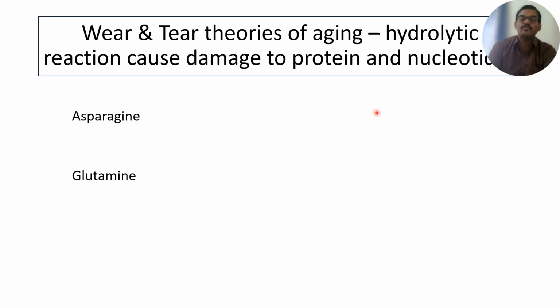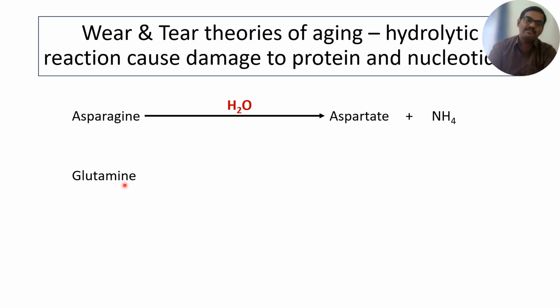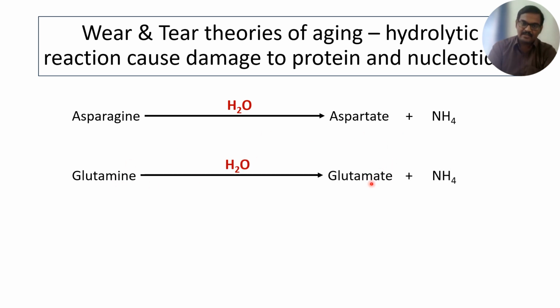So it will get converted to its corresponding acidic amino acid. Asparagine will get converted to aspartic acid. Glutamine will get converted to glutamic acid, that is glutamate. So this is how amide containing amino acids get converted to their corresponding acidic amino acids. So instead of asparagine or glutamine in that particular protein amino acid sequence, we are converting into an acidic amino acid. So the sequence is affected, the protein structure is affected, that will result in damage to the cell, and that will result in aging.